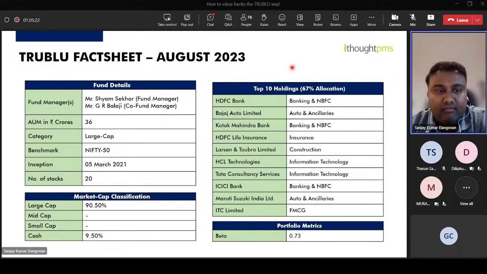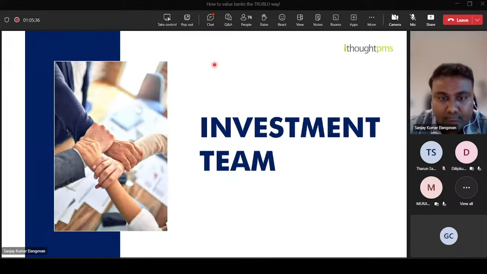Fact sheet. So we have 36 crores of AUM, and the weight of the top 10 is 67%, and the beta is 0.73. So we are taking 27% lower risk compared to the benchmark.